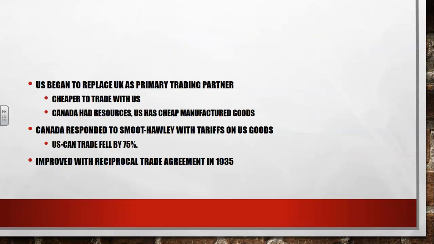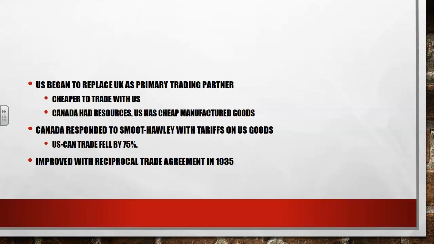Now, the United States is going to begin to replace the United Kingdom as the primary trading partner for Canada. And this is going to be for a number of reasons. Number one, it's cheaper to trade with the United States, a country that is literally touching yours, compared to shipping everything across the Atlantic Ocean. Number two, Canada has resources. Okay, Canada, even up until today, is a country that's known for its vast supply of natural resources. And the United States had cheap manufactured goods, so it's cheaper to trade with them. They can do stuff right through there.